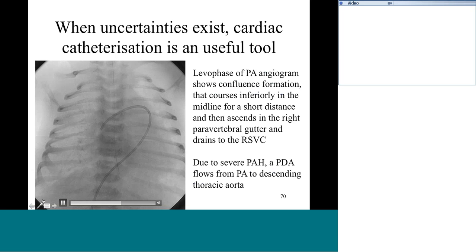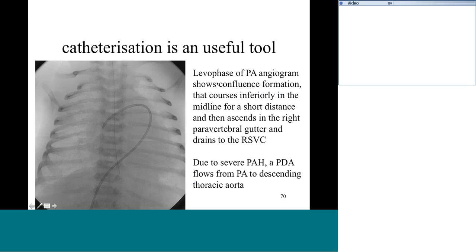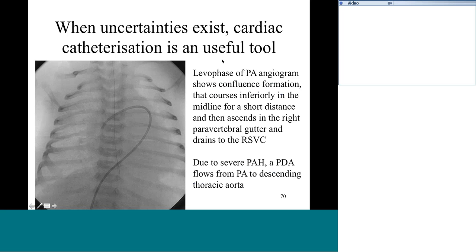So the basic problem is it drains down towards the diaphragmatic surface, drains into the azygous vein, and from the azygous vein then finally goes into the right superior vena cava. So we should be aware that TAPVC can have some bizarre structures.